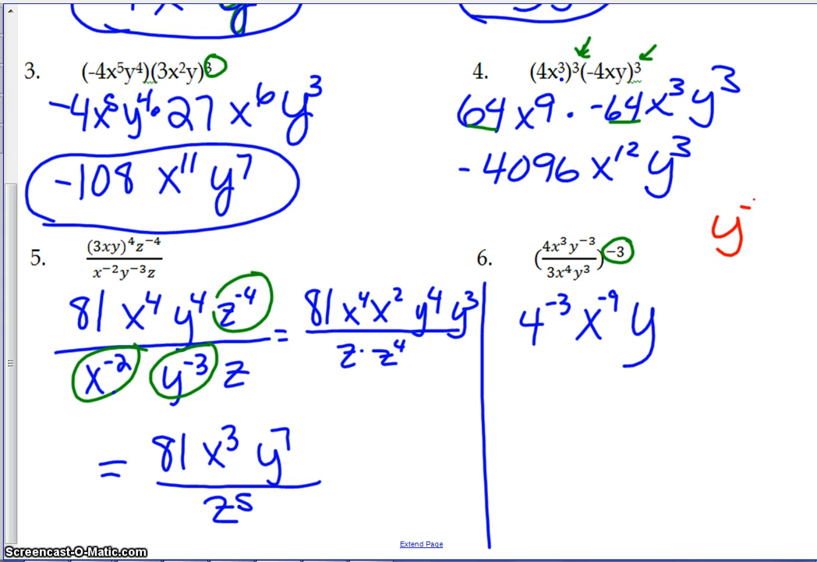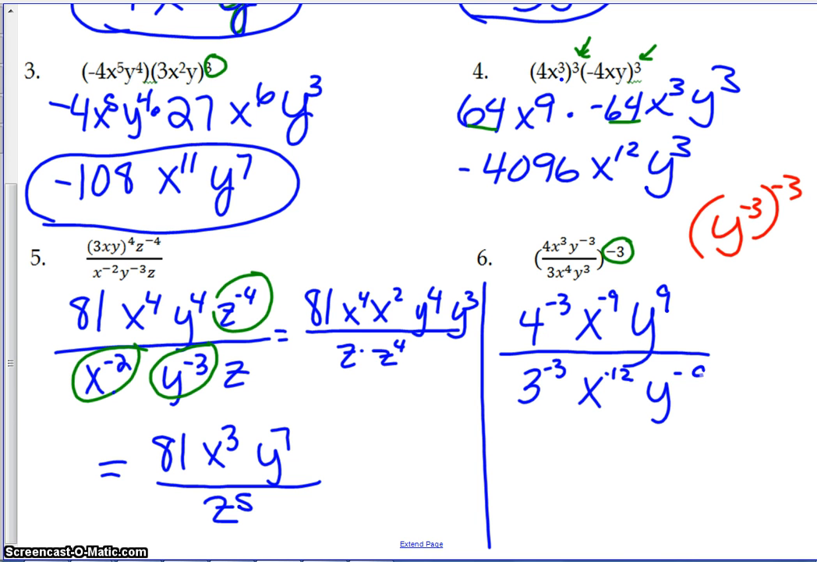Now same type of problem, but now I have it off to the side. I have y to the negative third and then to the negative third. That actually turns out to be y to the positive ninth. Now I have 3 to the negative third, I have x to the negative 12th, I have y to the negative 9. Now I'm going to look for, okay, what do I have that's raised to a negative exponent? I'm only looking for negative exponents here.